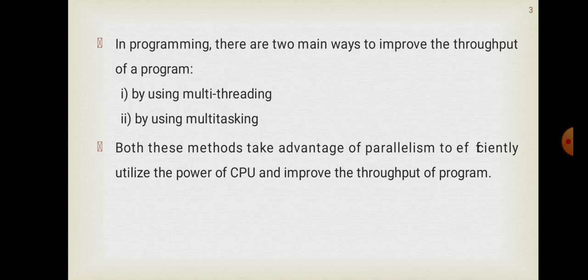In programming, there are two main ways to improve the throughput of the program. One is by using multi-threading, another is by using multitasking. Both of these methods take advantage of parallelism, which utilizes the power of the CPU and improves the throughput of the program.